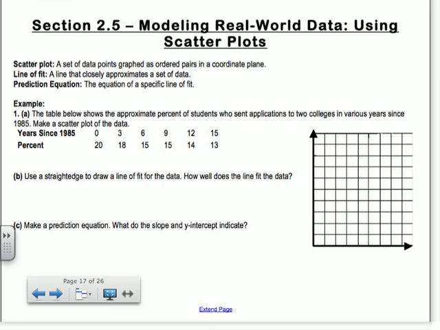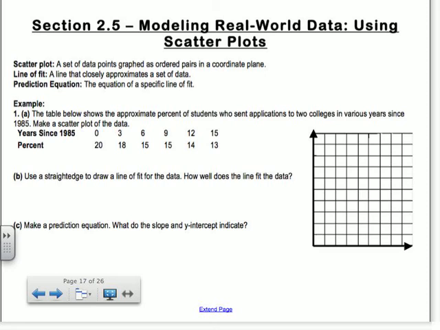Some say no, some say yes. Scatter plots just have random points. So they may make a line, they may not make a line, and then usually there's what we call a line of best fit that goes through them. So a scatter plot is a set of data points graphed as ordered pairs in a coordinate plane. And the line of fit is the line that closely approximates the set of data.